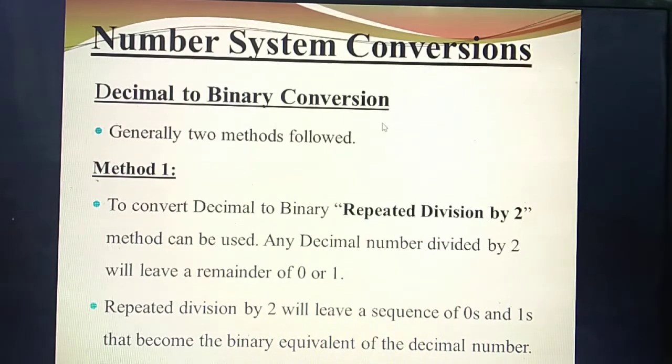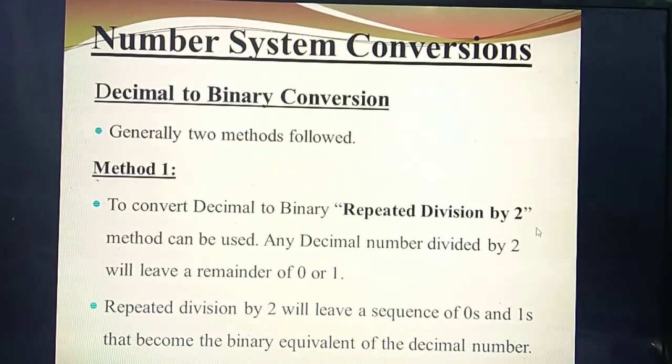So we are going to convert decimal numbers into binary numbers. For that there are totally 2 methods. To convert decimal to binary, how many methods are there? 2 methods. First we are going to study the first method. So the first method we are calling repeated division by 2.